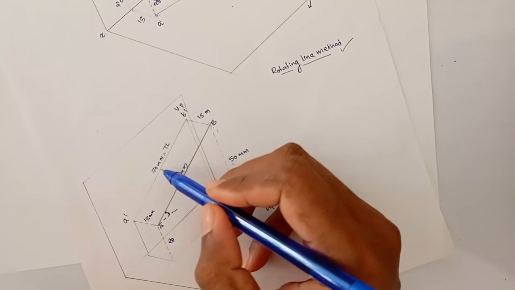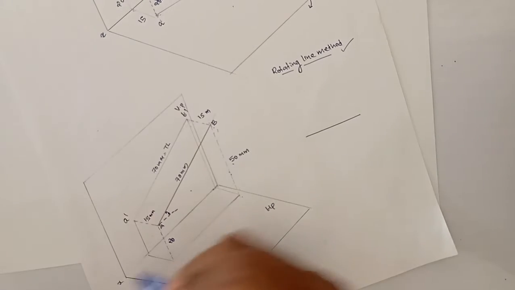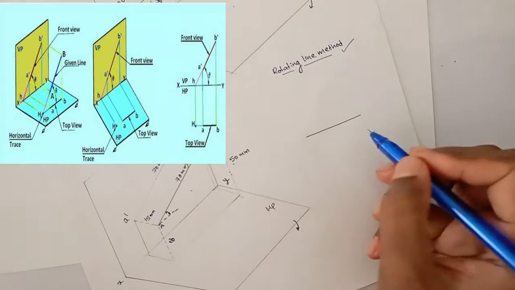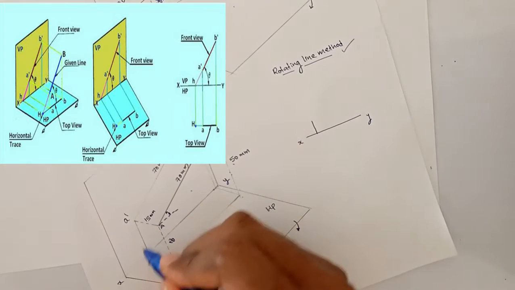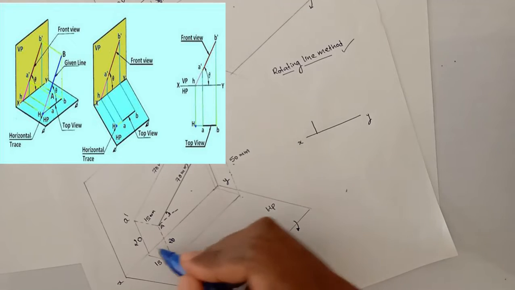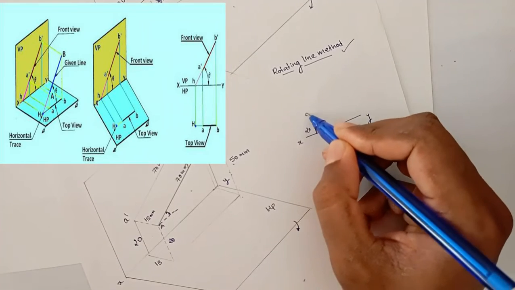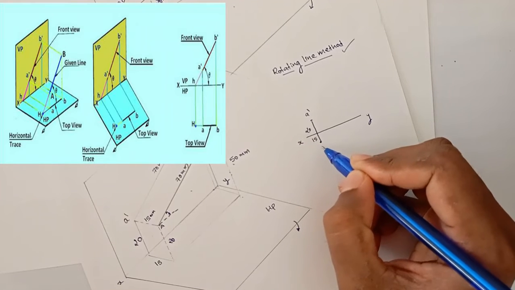Can we draw this line? Of course, we can. This is our XY, after rotating the horizontal plane. Can you spot A dash? Yes, A dash is 20 mm above HP and 50 mm in front of VP. This is 20 mm, this is A dash. And what about A? A is 15 mm below the XY line. This is A.